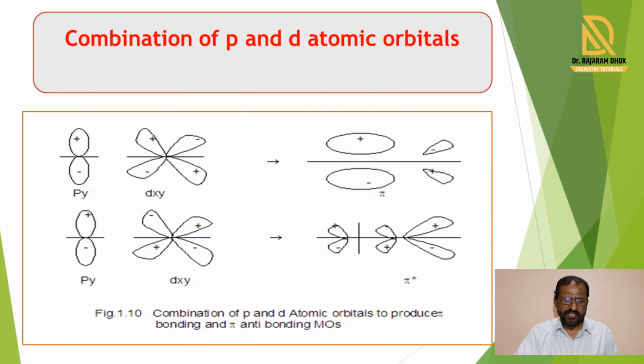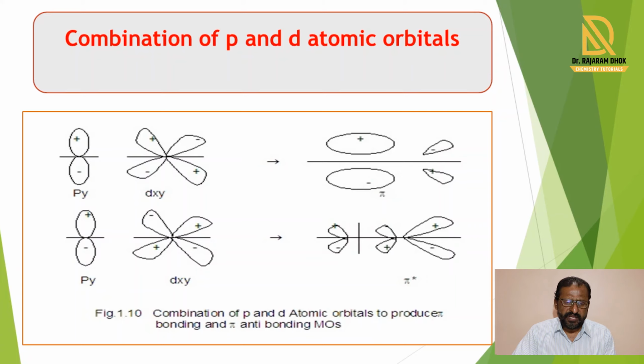So you see in this diagram, this plus and plus, which is above the plane, combine and form one bond. Then py and dxy, which is below the axis, these lobes form the bond, and in this way one lobe is above the axis and one lobe is below the axis, and it forms one pi bond.